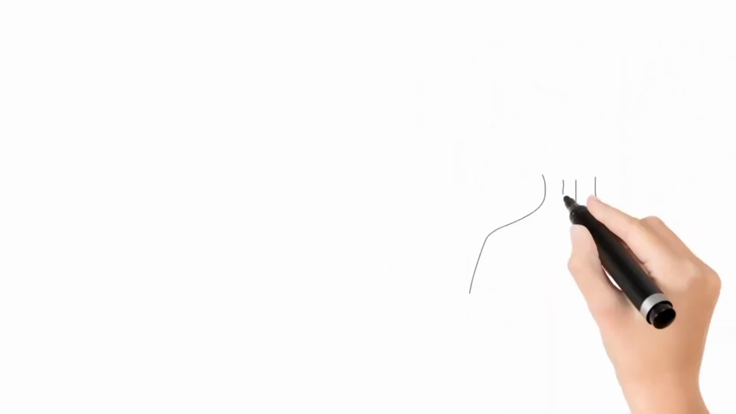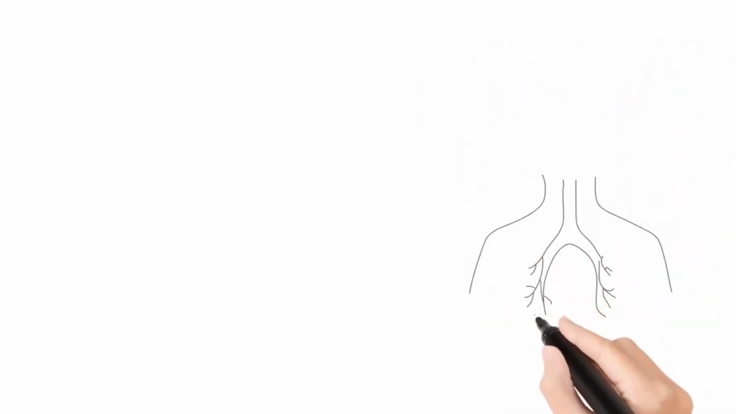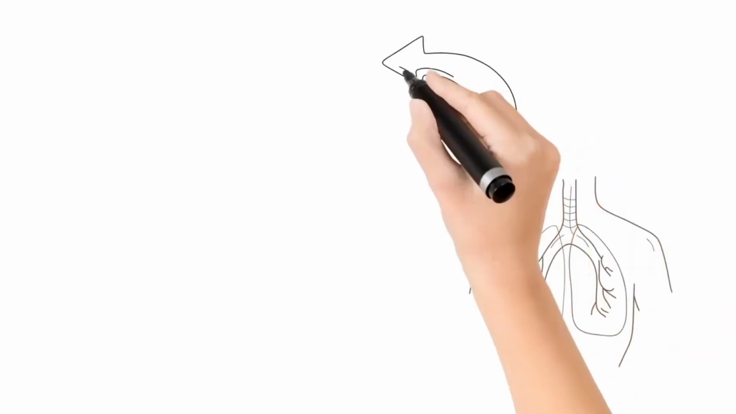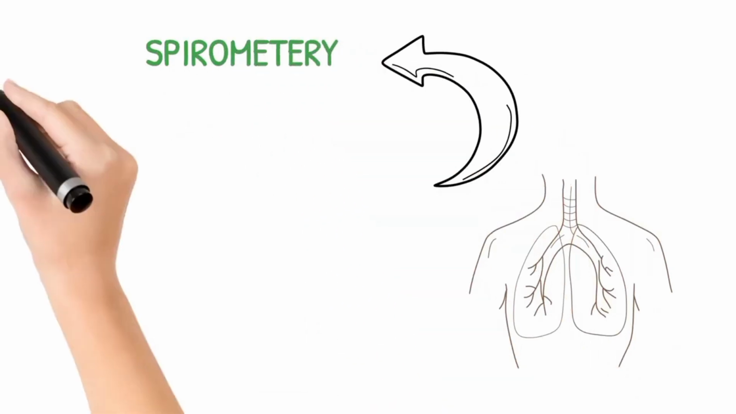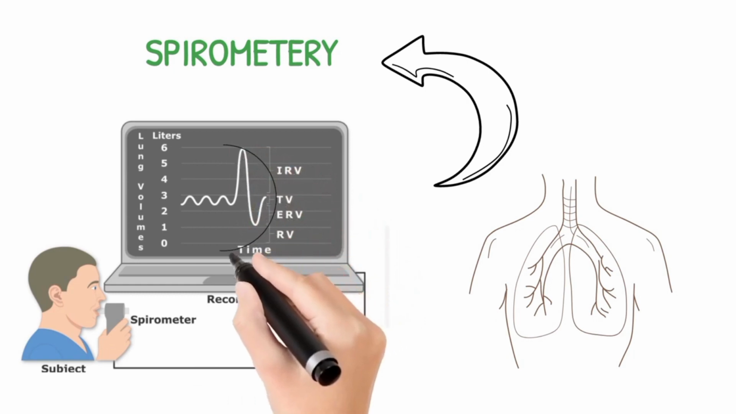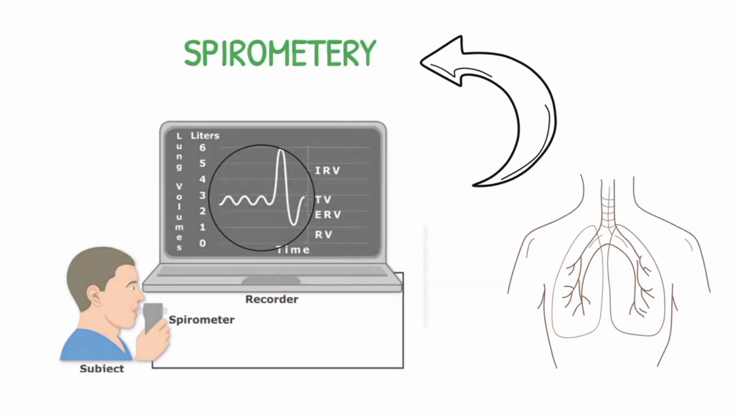The lung volumes are the volumes of the lung at different stages of breathing. These volumes are measured by a procedure called spirometry. The person inhales and exhales in a spirometer and the volumes are calculated by a graph made on screen.